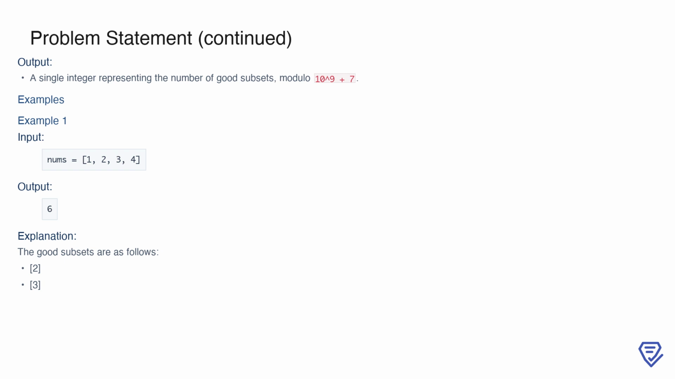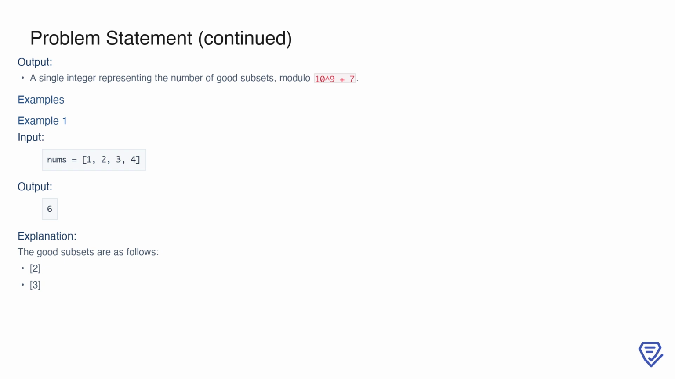To clarify this, let's look at an example. Suppose the input array is nums equals 1, 2, 3, 4. The output for this case is 6 because there are 6 valid good subsets. First, we have the subsets 2 and 3, which are good because each contains a single prime number. These subsets satisfy the condition that their product is divisible only by distinct primes. Similarly, there are other subsets that also qualify, which we will explore further.